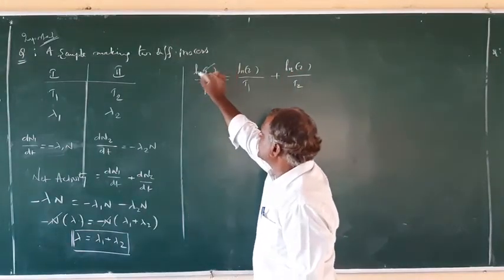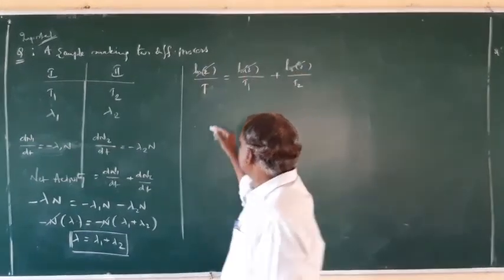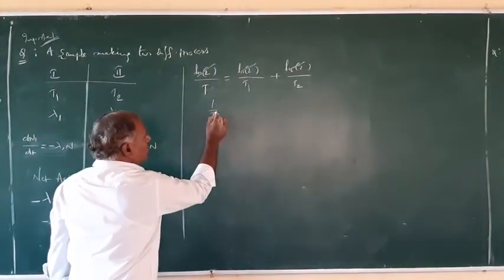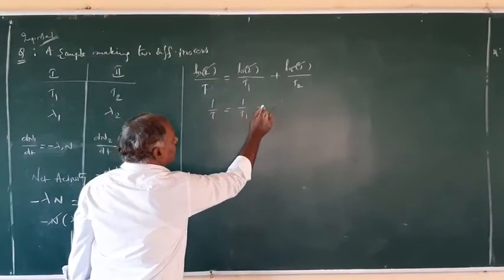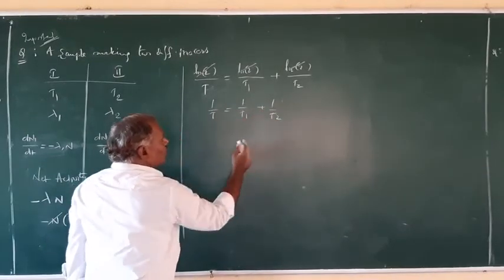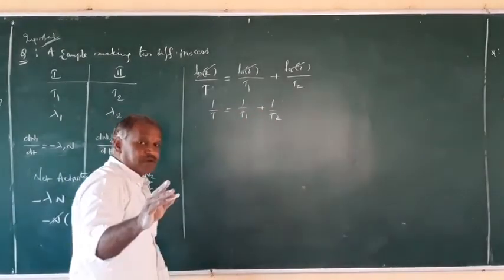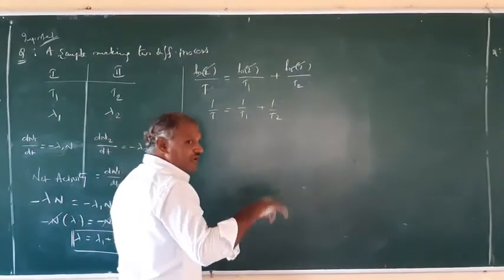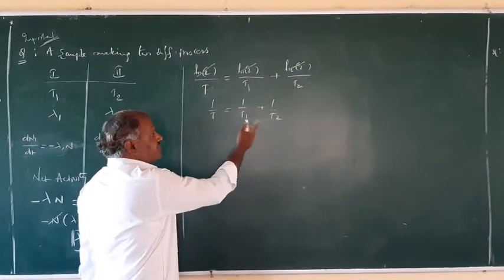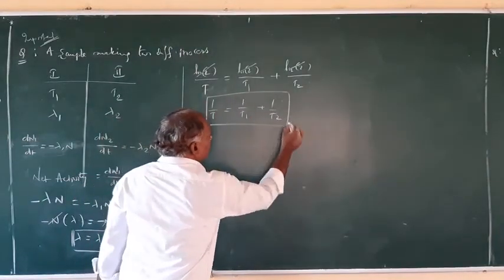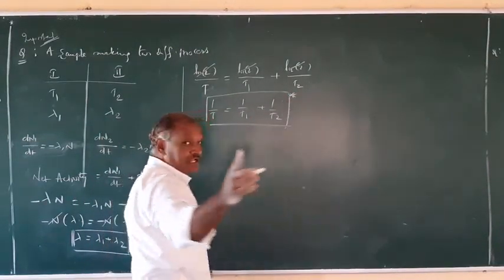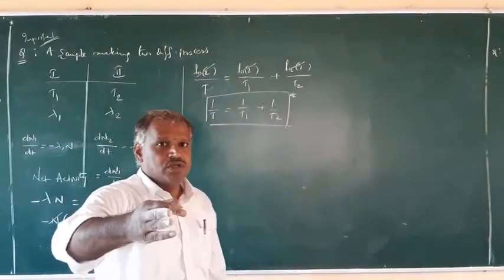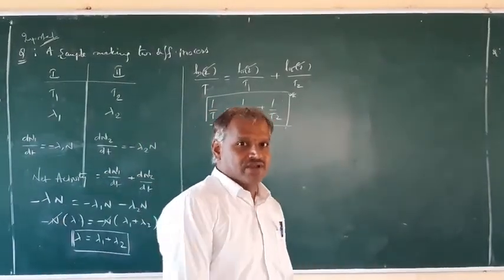Now you can see this ln will be cancelled. So what is the resultant you have here? 1 by T is equal to 1 by T1 plus 1 by T2, where T1 and T2 are the half-life time periods for the first process and second process for the given radioactive sample. So the effective half-life time period is given by the capital T, which is given by this, if only two parallel processes are occurring.